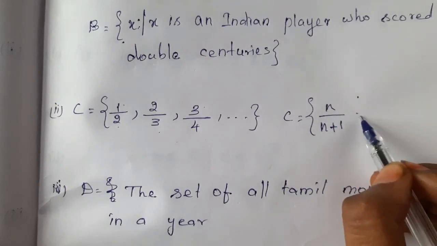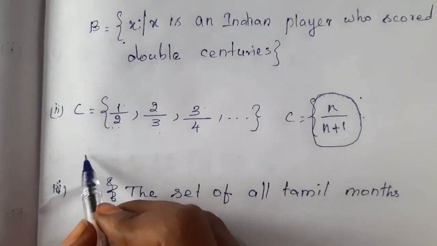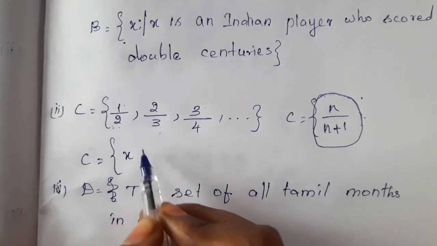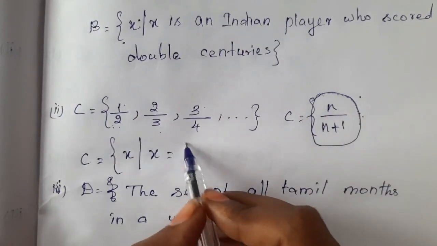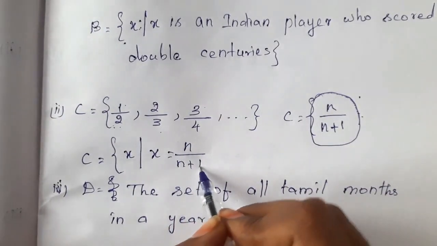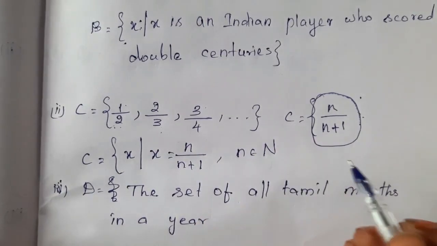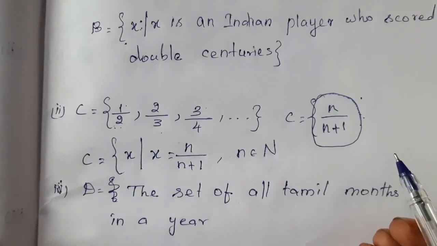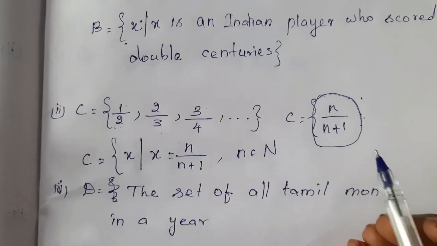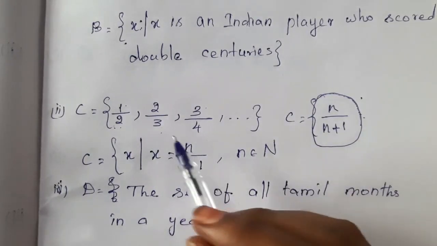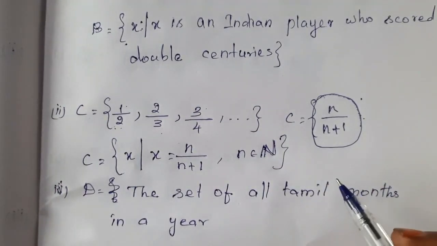Okay, this is the form of the given numbers. How can you write that? C equal to the set of all x such that x equals n by n plus 1. Also this n belongs to natural numbers, because we didn't use 0. If we use 0, we can say whole numbers. We didn't use negative numbers, so it's not integers. Thus we use only the numbers starting from 1, etc. So that is known as natural numbers. Clear now? Next one.